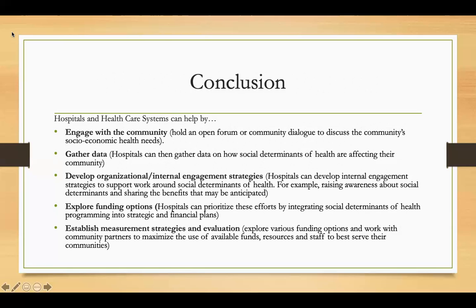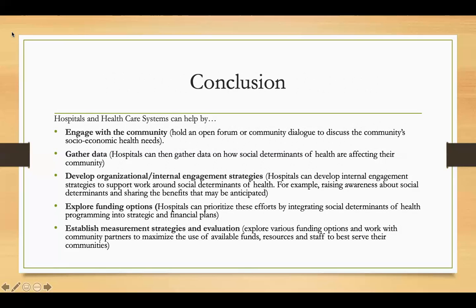And then you can develop organizational internal engagement strategies. Hospitals can develop internal engagement strategies to support work around social determinants of health. For example, raising awareness about social determinants and sharing the benefits that may be anticipated. So basically, this one's just educating the population on social determinants, what they are, and how they can negatively impact you and positively impact you.